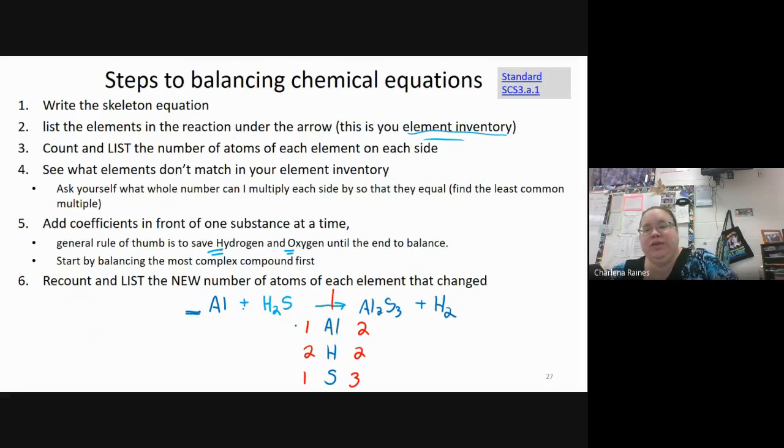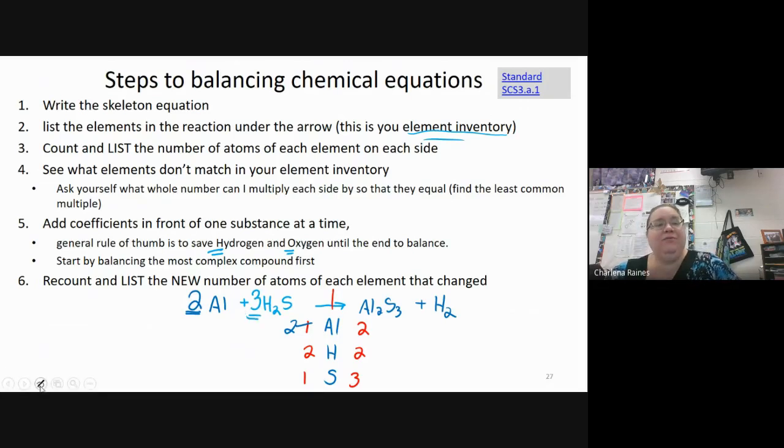What times 1 will give me a 2? Well, my least common multiple is 2. So I multiply aluminum by 2. My aluminums now match. My hydrogens still match. So now I move on to my sulfurs. My sulfurs, I have 1 and 3. My least common multiple is 3. So I know I'm going to need to multiply by a 3 in order to get them to match. I add a 3 as a coefficient here in front of the compound that contains the sulfur.